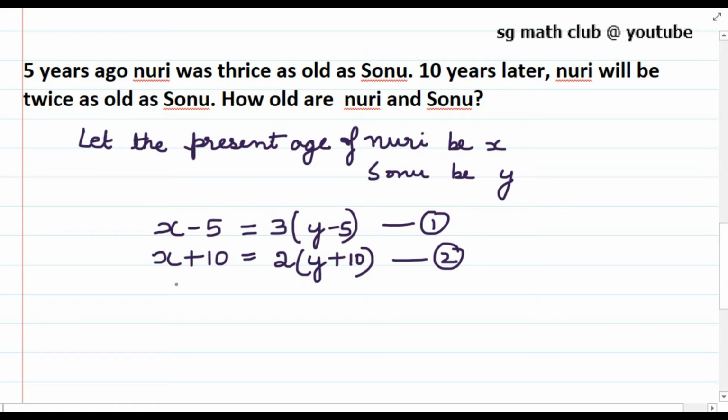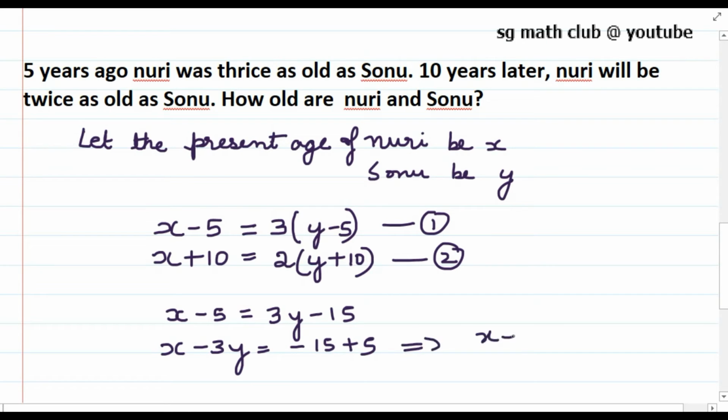Now we will write in the standard form, that is Ax plus By plus C equal to 0 or Ax plus By equal to C. So X minus 5 equals, open the bracket, 3Y minus 15. I will bring the Y to this side, so which is equal to minus 15 plus 5. So we have the equation X minus 3Y equal to minus 10. This is my first equation.